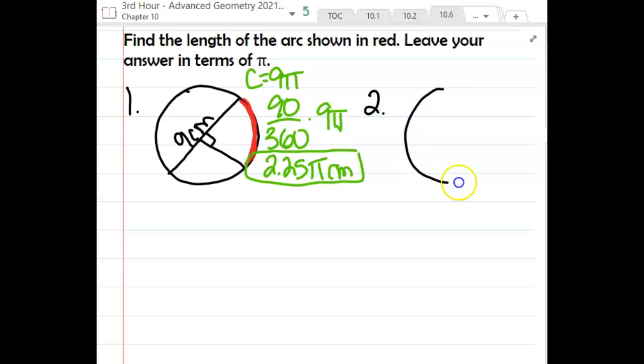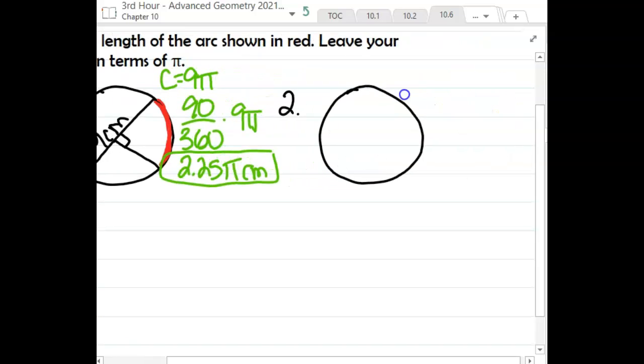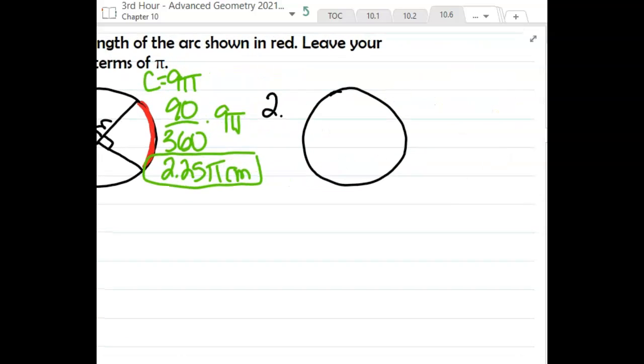Okay, number 2. We'll draw our other circle. This time we're going to draw the center, and a nice little chunk right here. And we want the length of that arc right there.